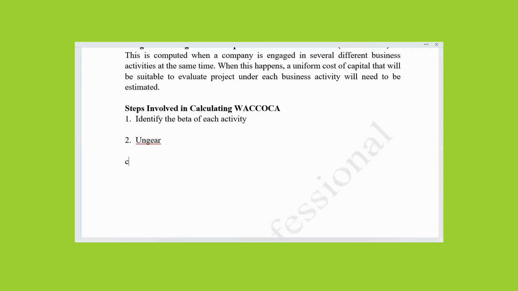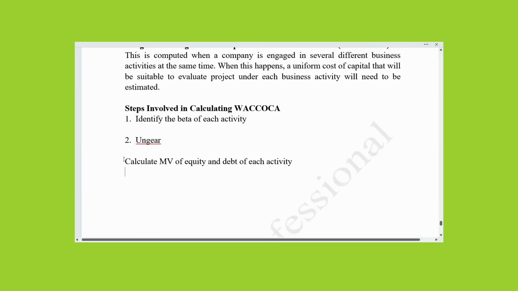You calculate market value of equity and debts of each activity. All right. That's step 3. The same way you normally calculate market value of equity and debts is the same way. It could be market value, it could be book value. Just calculate the value of equity and debts.